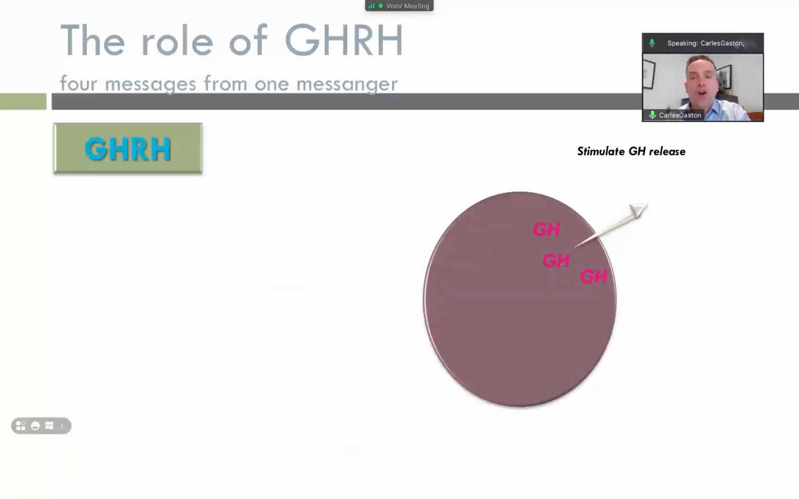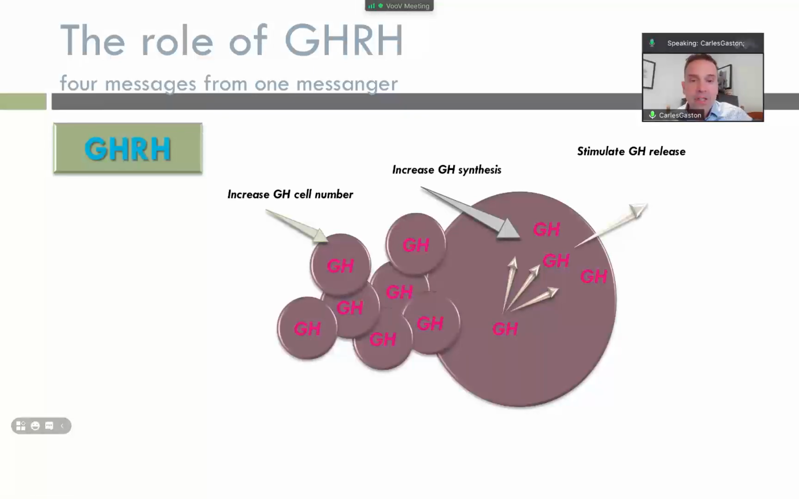So what is the role of growth hormone releasing hormone? We could say that it has four messages for one molecule, right? What it does, the final goal, is to stimulate growth hormone release from the somatotroph cells in the anterior pituitary, right? But actually, it does three different roles. So it increases growth hormone synthesis, right? So it produces more growth hormone in the cells.